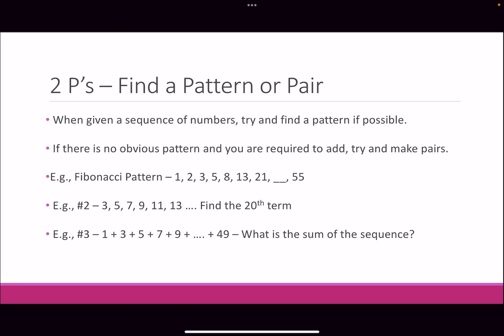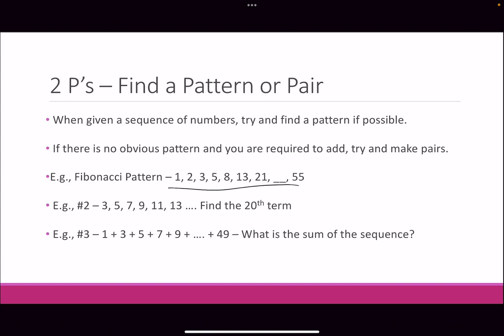So when we have a sequence or a pattern of numbers, then we have a few rules that we want to go through. So 2Ps, either find a pattern or a pair. When we're given a sequence of numbers, it's a pattern or a number of different numbers that are all smushed together, okay? And we want to try and find a pattern here, because usually what they want us to do is find a certain term in that sequence, okay? So without a pattern, it becomes really time consuming.